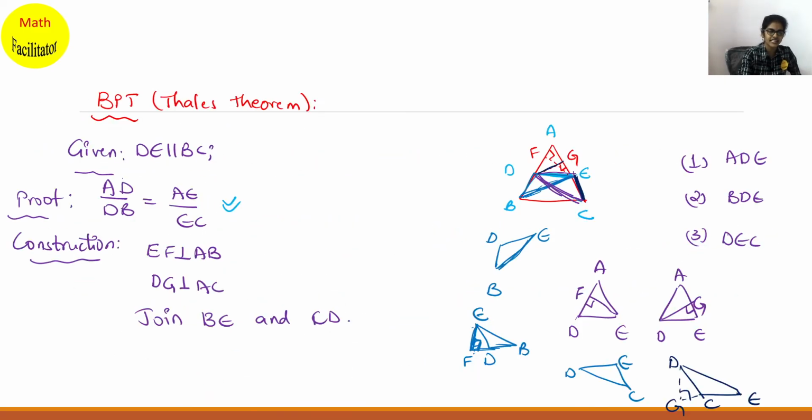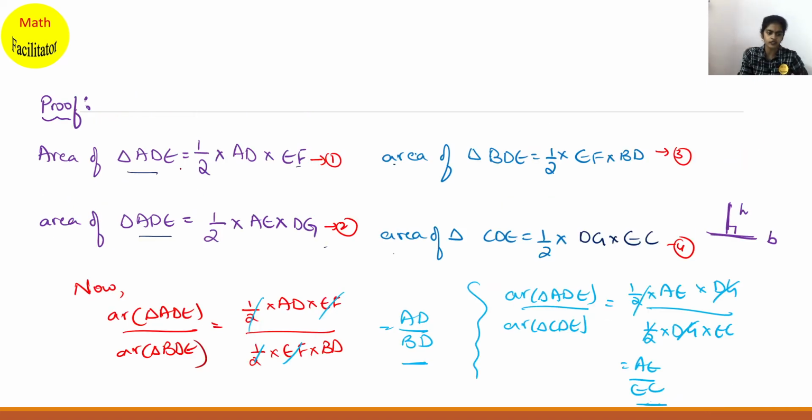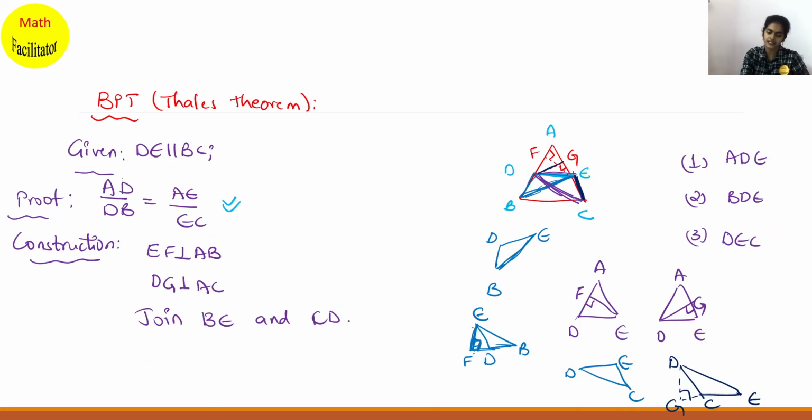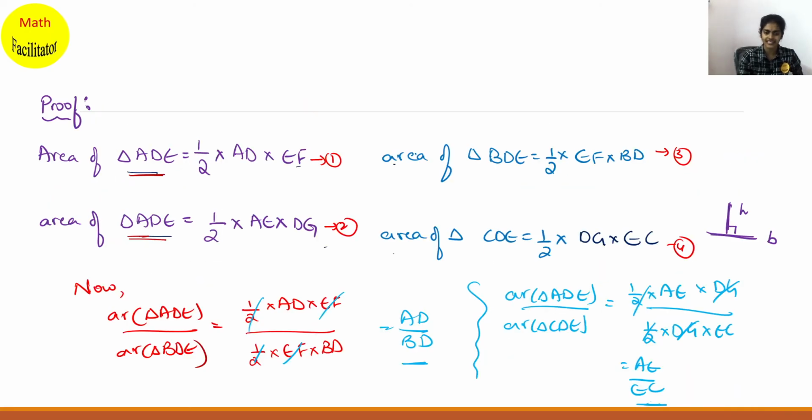That's it. So basically we are taking three triangles: the upper triangle and the below two triangles. The below two triangles are on the same base and between the same parallel lines, so their areas are equal. For the upper triangle you have two heights and two bases, so I can write the area of ADE in two ways. And the below two triangles, how am I writing the areas? Here you see, this is triangle BDE and this is the height. This is triangle CDE and this is the height. So base is CE and height is DG. Here base is BD and height is EF. That is how you write the area of triangles.